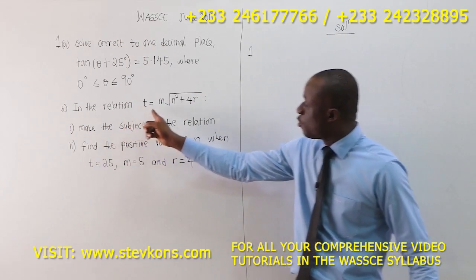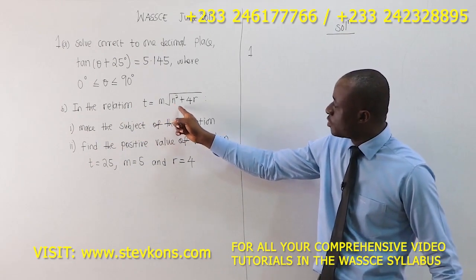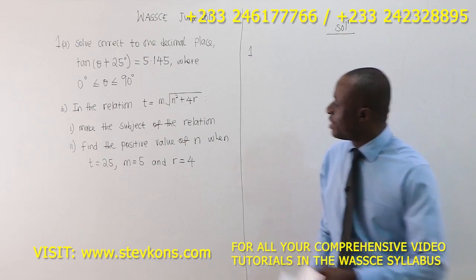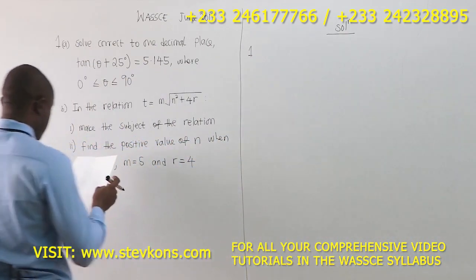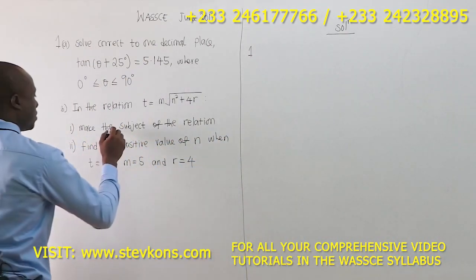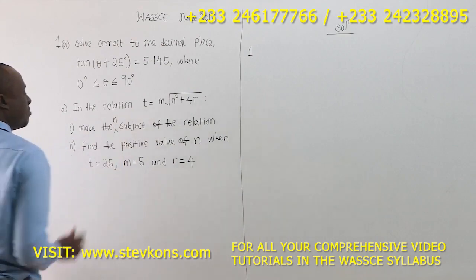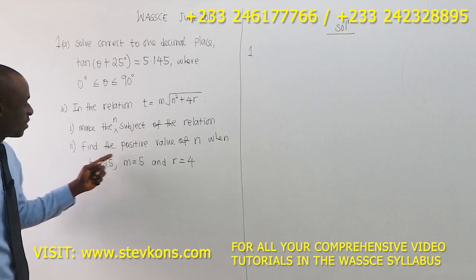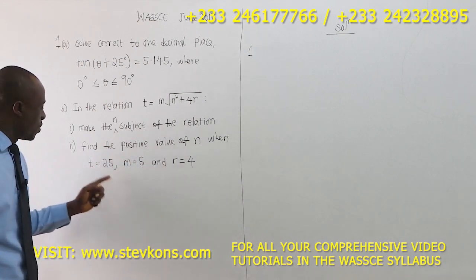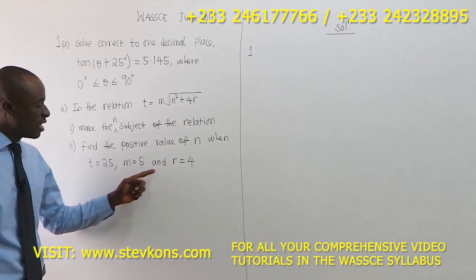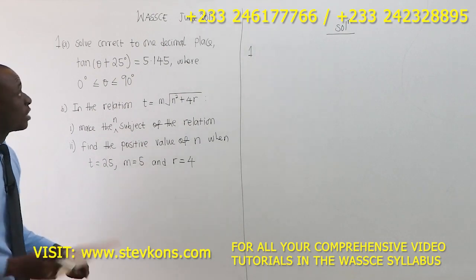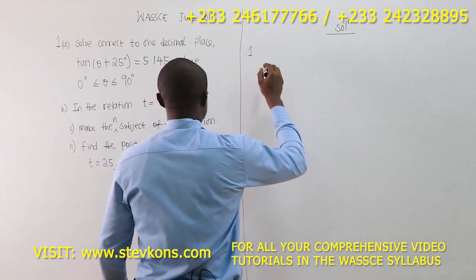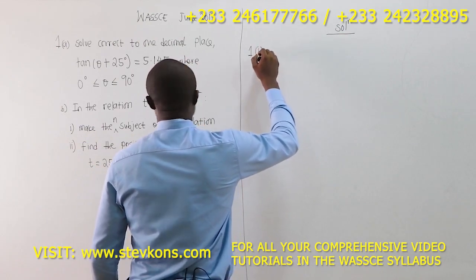Now let's see the B, part 1b. In the relation t equal to m square root of n squared plus 4r, make n the subject of the relation. Then find the positive value of n when t is equal to 25, m equal to 5, r equal to 4. Don't forget, this is June 2018. So we have our B part.